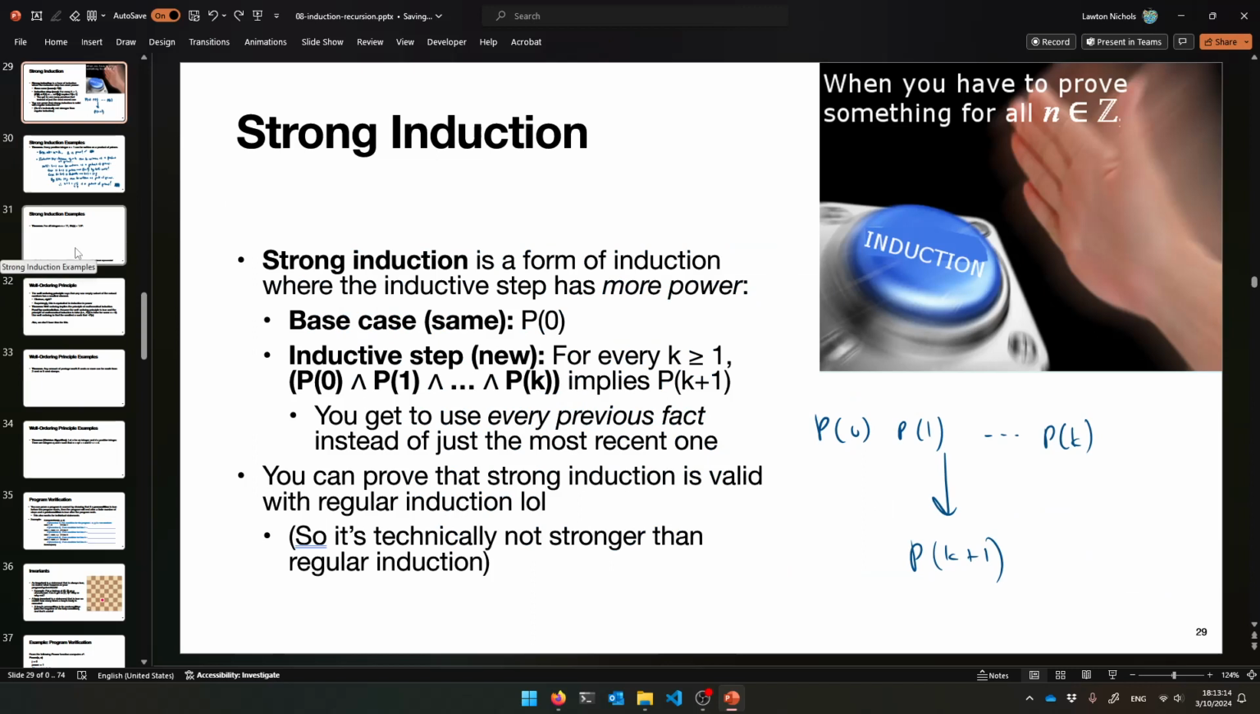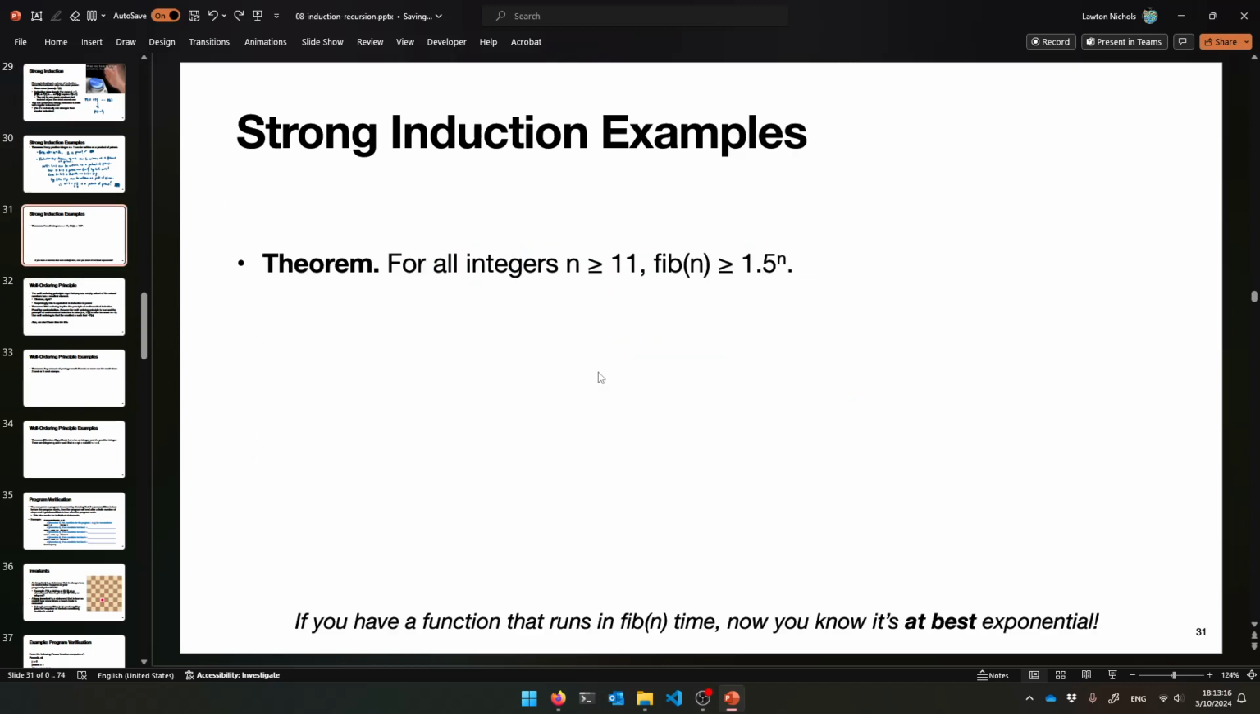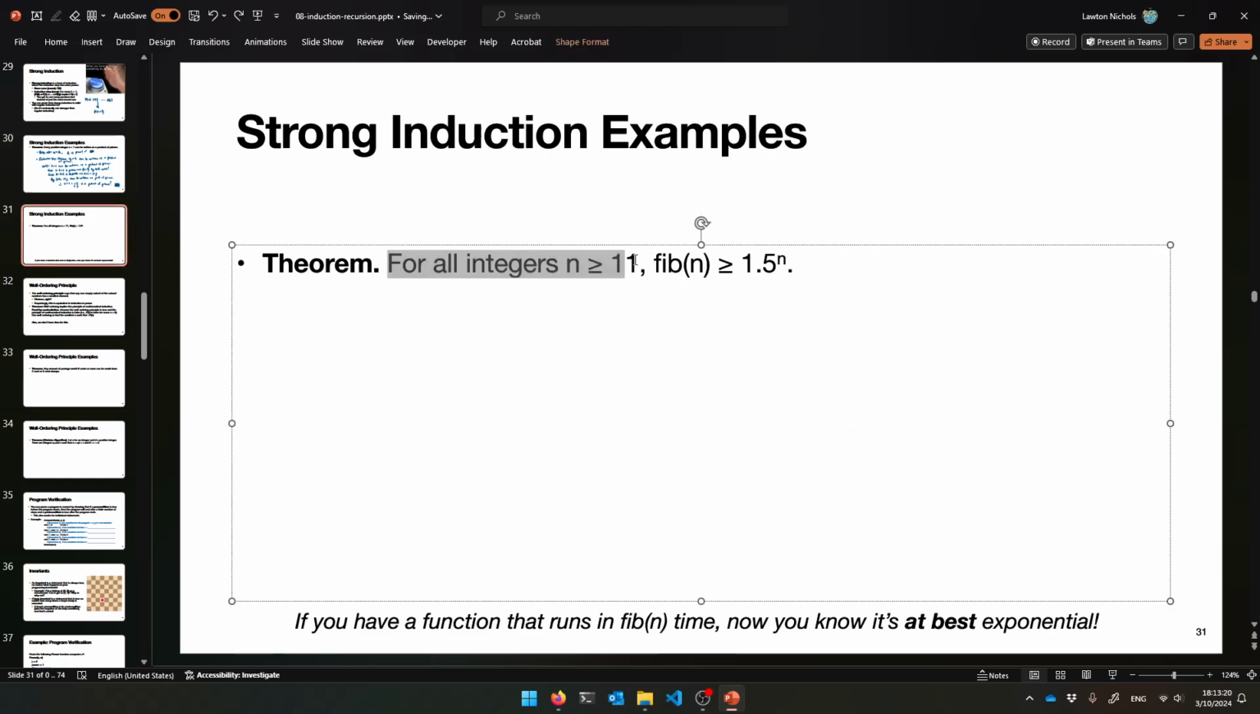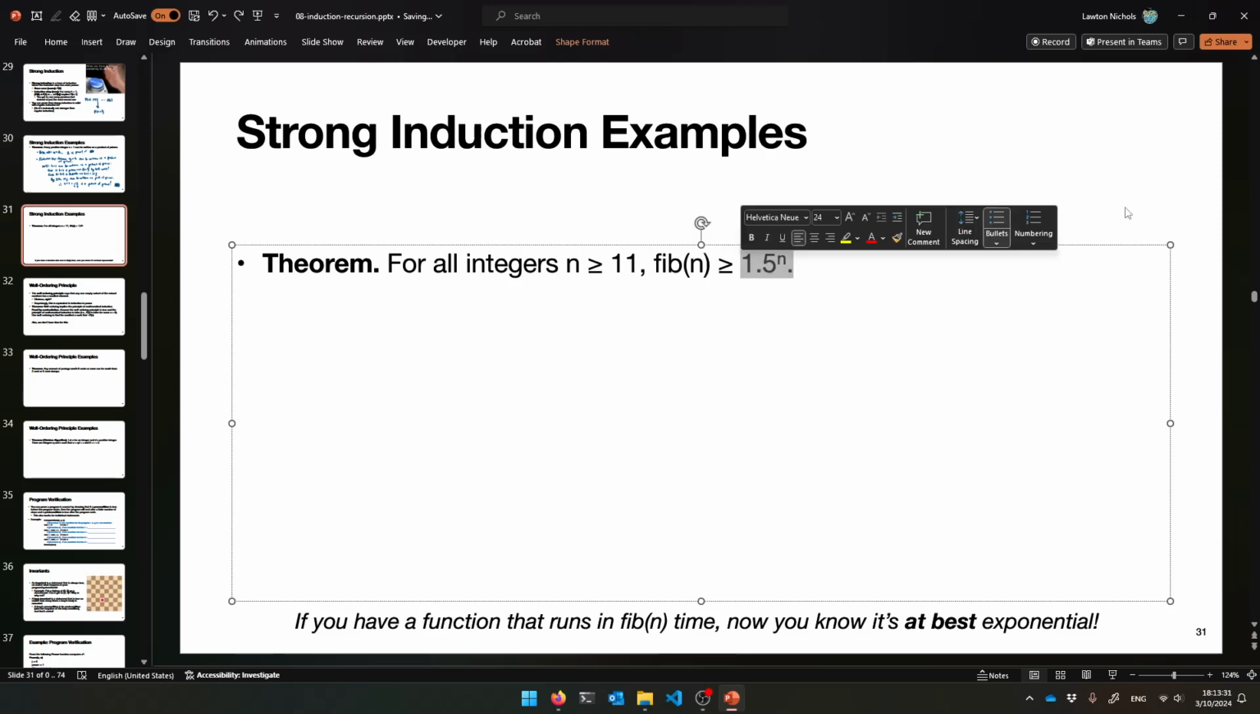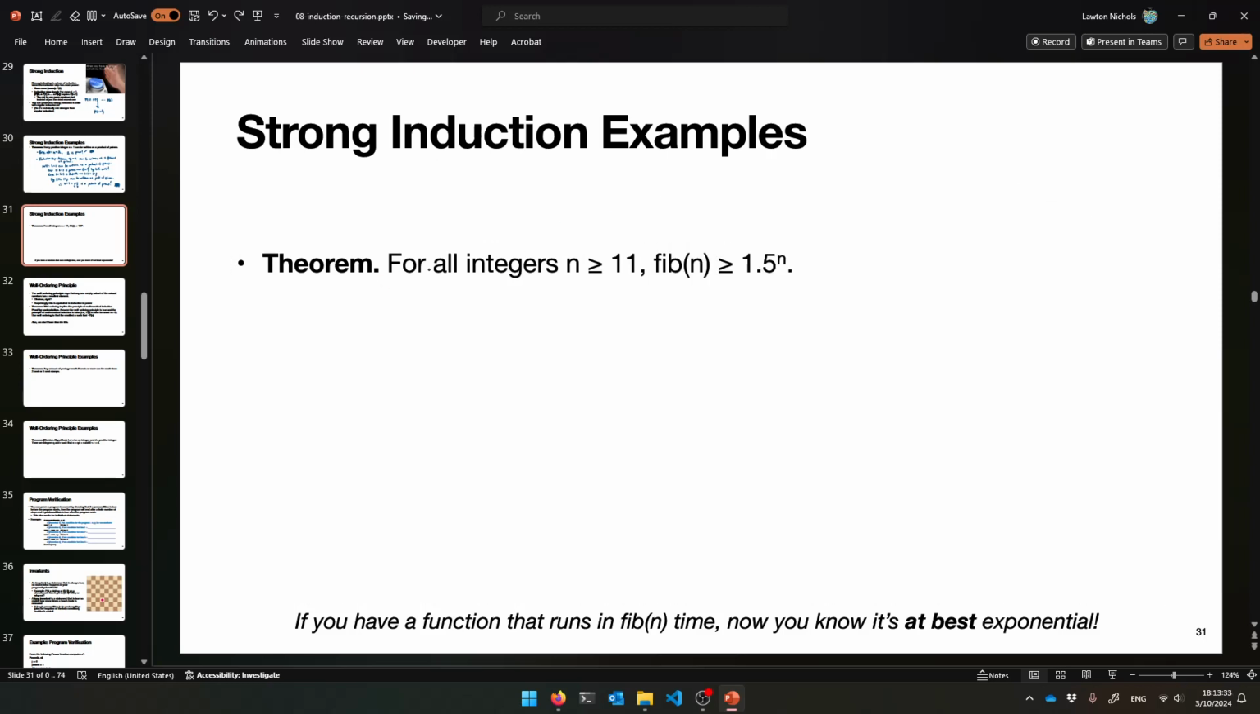Let me show you a different example now. I would like to prove to you that for every integer n greater than or equal to 11, the nth Fibonacci number is greater than or equal to 1.5 to the power of n. Ooh, okay. So that's pretty cool. We can bound below. It's like an omega proof of the Fibonacci sequence.